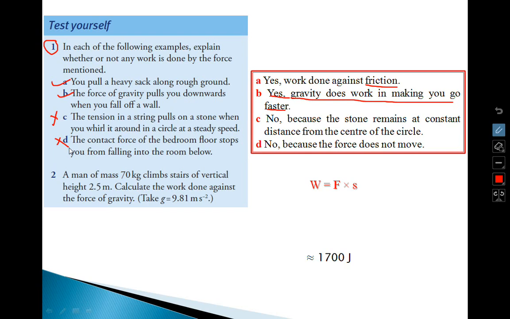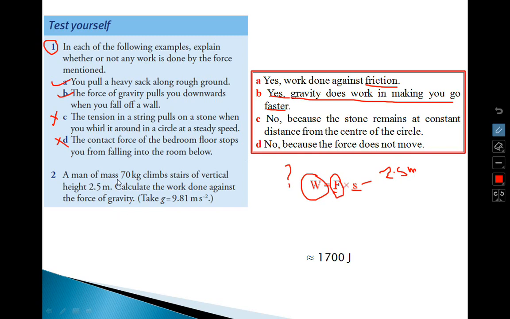Take g equal to 9.81 m s to the power of minus 2. So what do we need to calculate? The work done, W. This is the question here. We need a force and we need the distance. The vertical distance here is 2.5 meter. So we still need F.